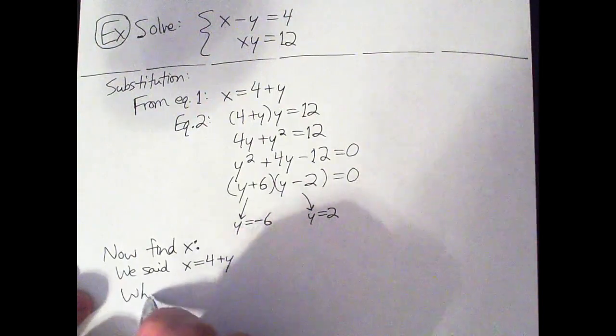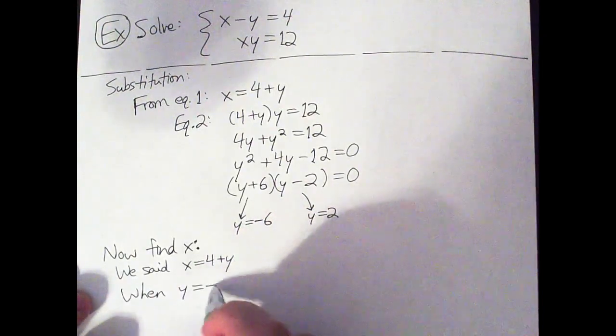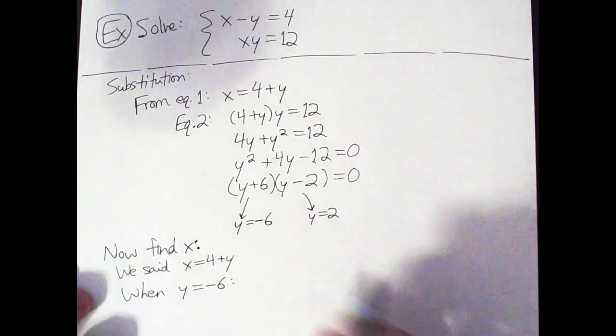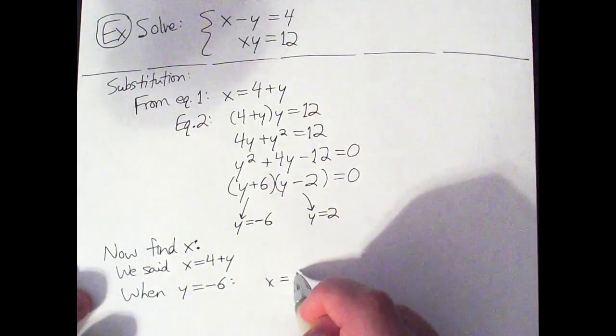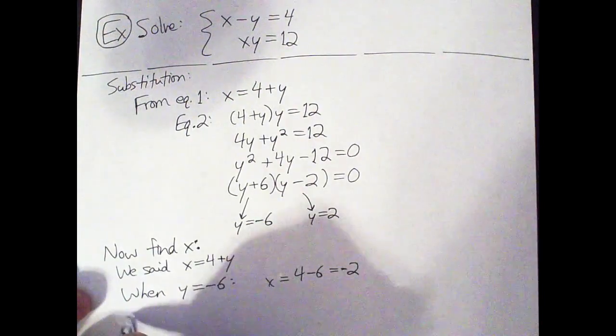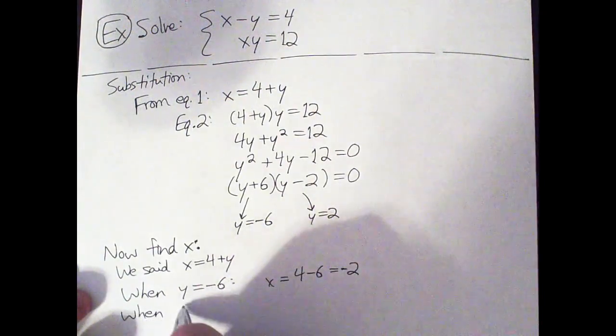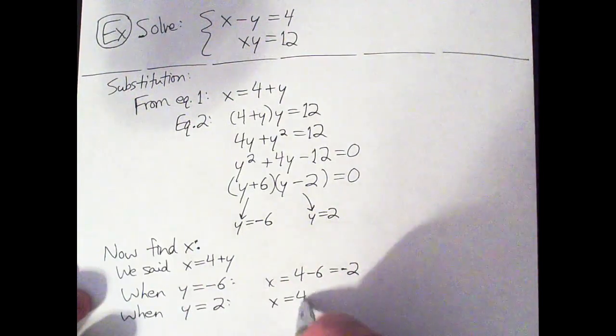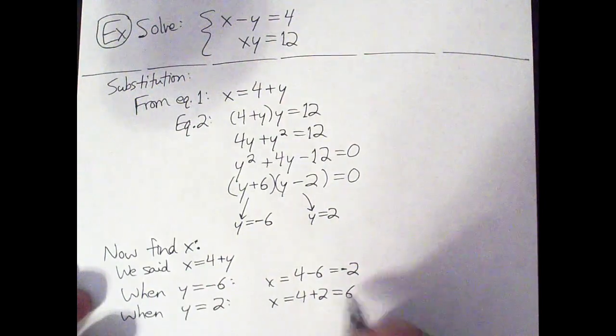So let's check when y equals negative 6. We'll figure out what x is. So x is going to be 4 minus 6, which is negative 2. And let's check when y is 2. x equals 4 plus 2, which is 6.